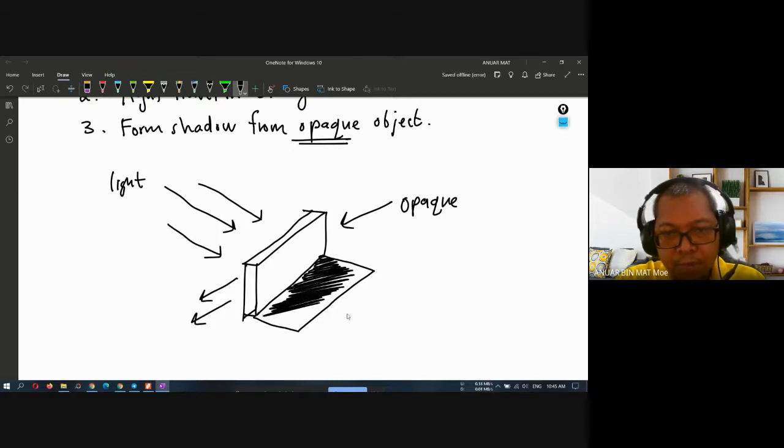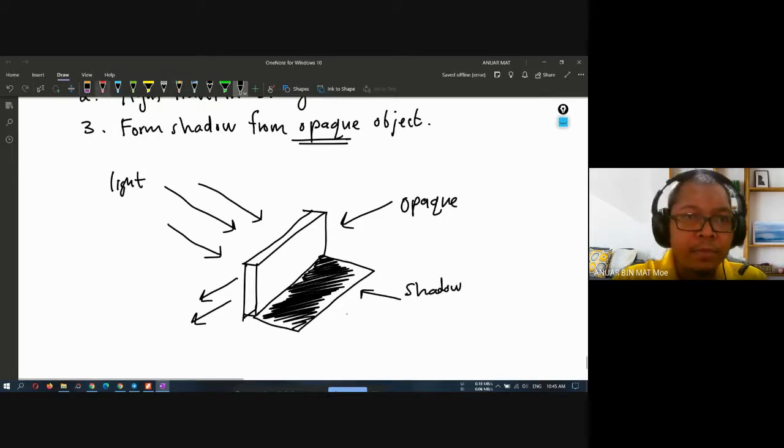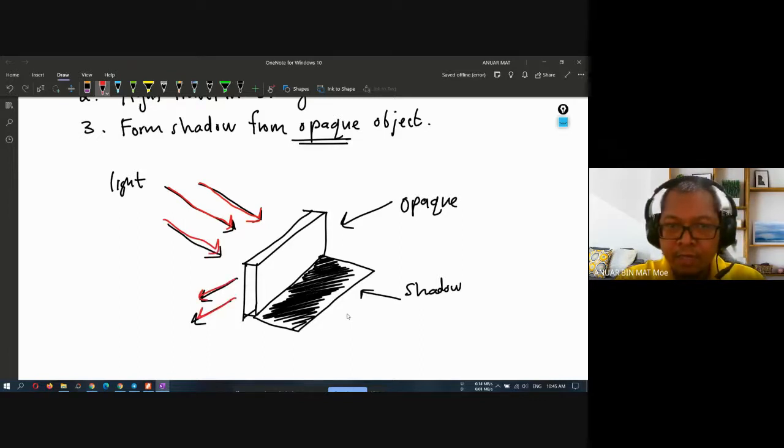There will be a shadow. Okay, there will be a shadow. When there is a light here, the light will reflect it through an opaque object, and then there will be a shadow over here. All right, this is for an opaque object.